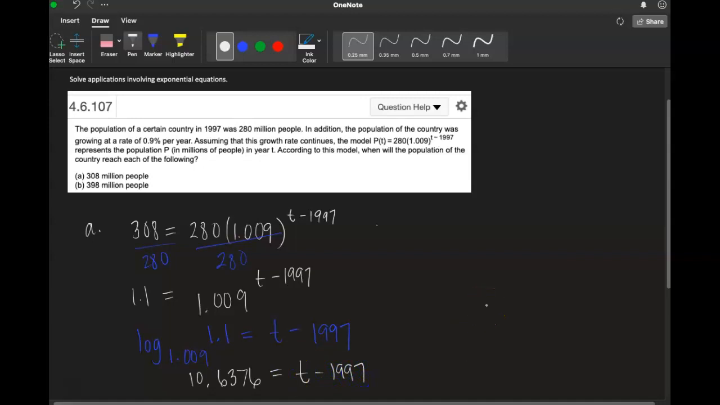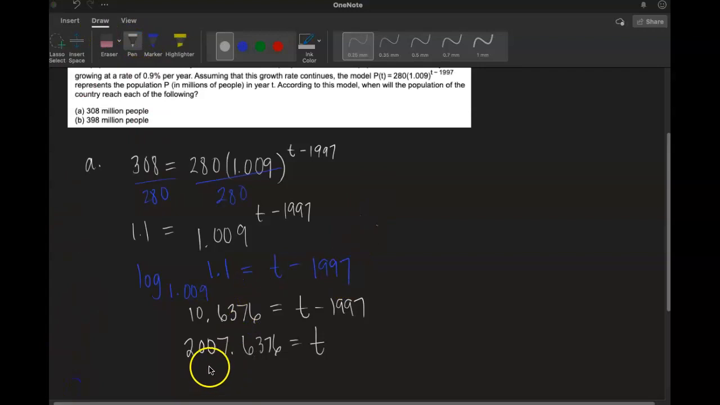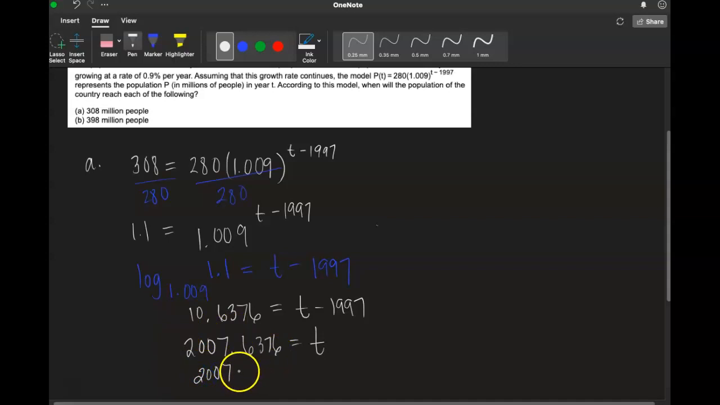And then the last thing to do would be to add 1997 to both sides, and I get 2007.6376 equals t. So about rounded to the nearest year, that would be 2008. But I didn't copy the full problem here on my screen, but it says, during what year is the population 308 million people? So it happens during the year 2007, a little over halfway through that year. So that's the value that we'll use as our answer for that question.